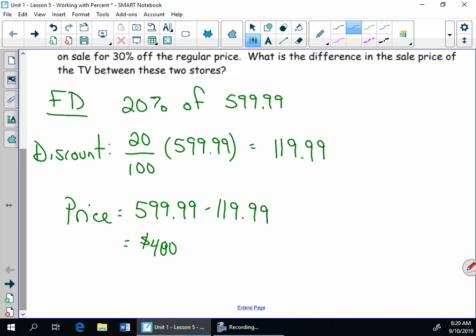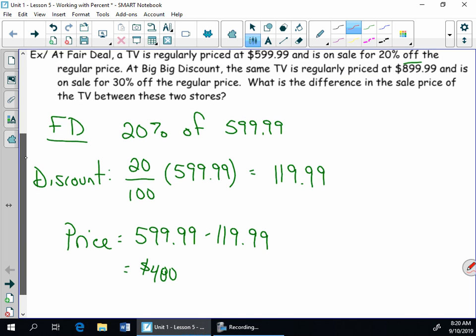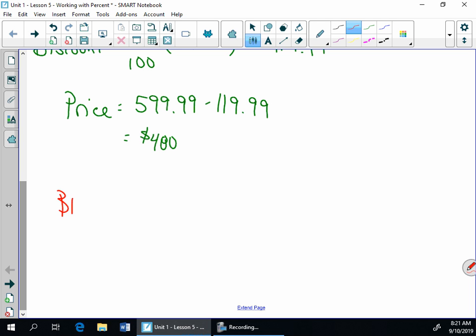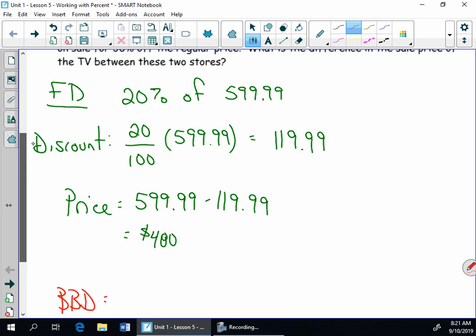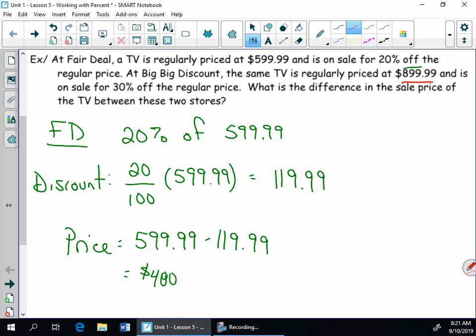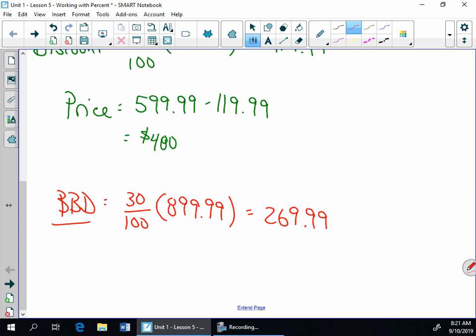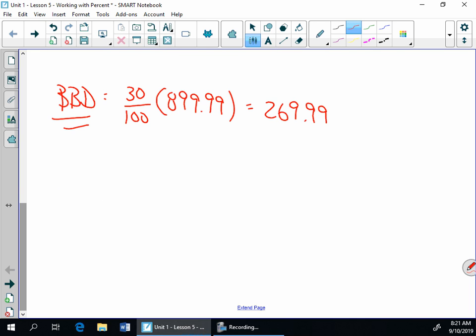We can do the same thing for the other company, Big Big Discount. Same TV, it's $899, Big Big Discount. $899, but this time it's going to be 30% off. So bigger sale, but bigger original price. We're going to take 30%, so 30 out of 100, times our price of $899.99 is, I get $269.99. Again, that's our discount.